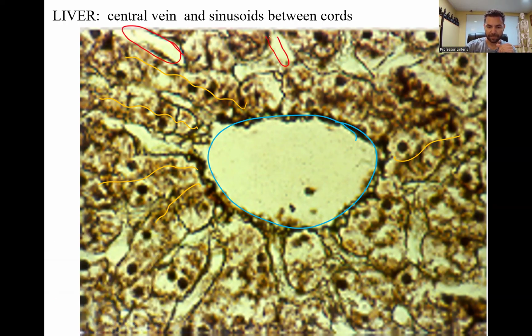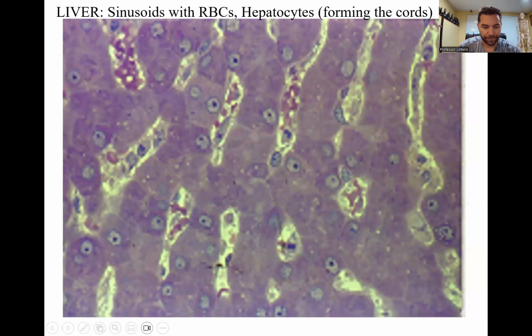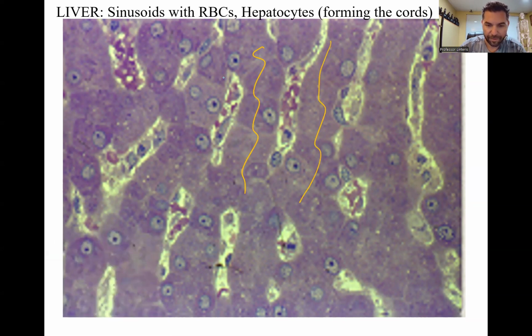So I think the next one, if we have it on here, would be a little bit better. So recognize hepatocytes versus sinusoids. We could see this real good here. The darker cells are the hepatocytes, and the sinusoids are the lighter sections. And you can see that there's red blood cells in there and a bunch of other things.